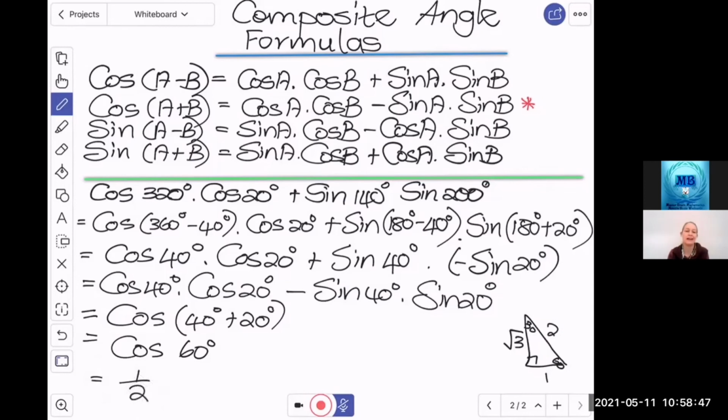And so there we have calculated the final answer for the original given expression by applying our knowledge of the different quadrants and then eventually applying the knowledge of our composite angle formulas. And there you have it.